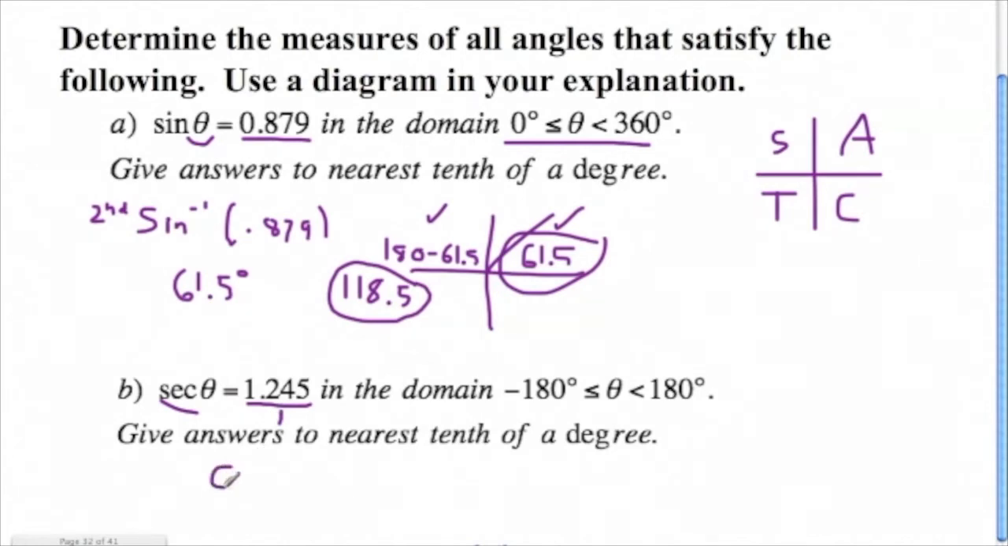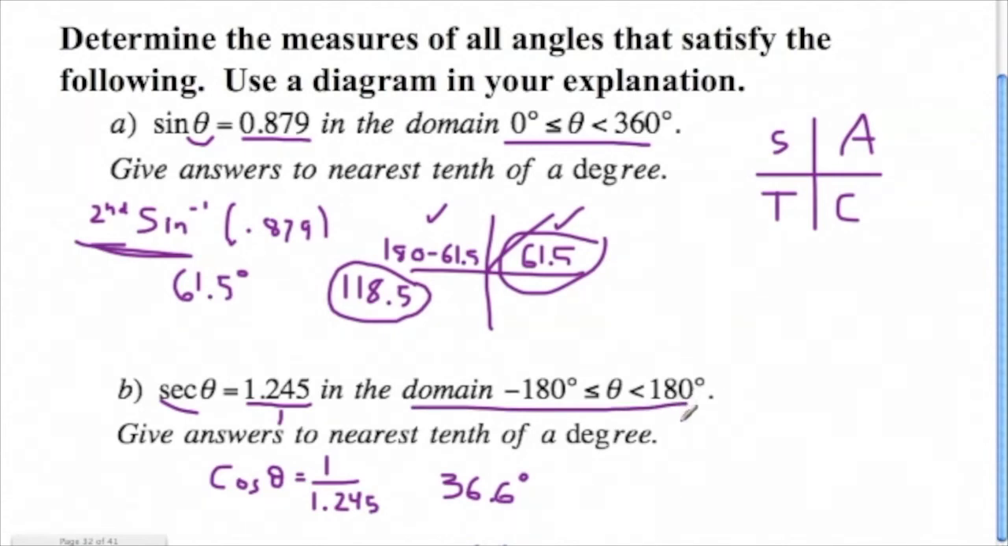So I'm just going to go now to cos of theta equals 1 over 1.245. Now I use my calculator and do the same steps as we did up here. So I'm going to push second cos 1 divided by 1.245, and hopefully you guys got 36.6 degrees.